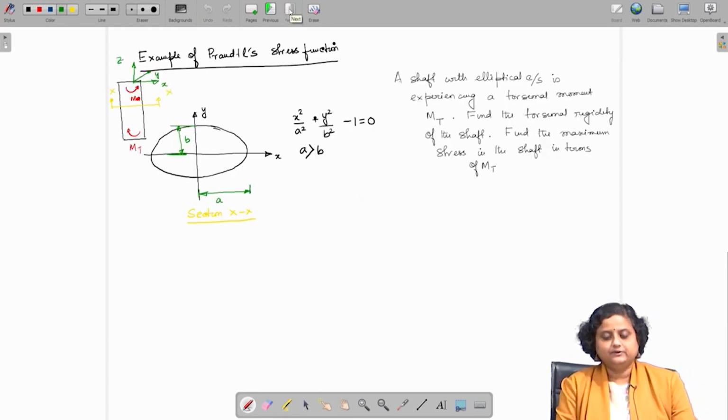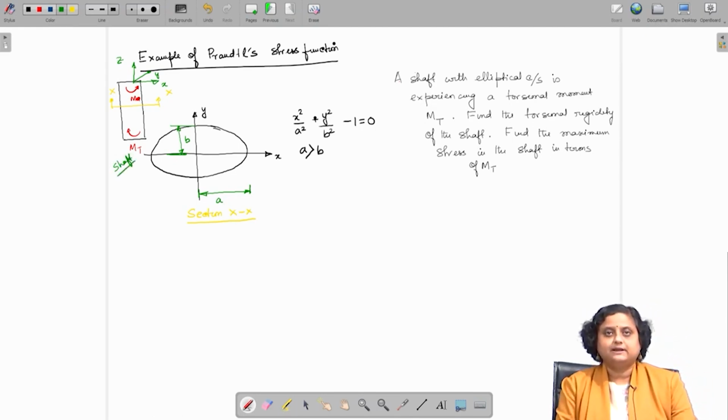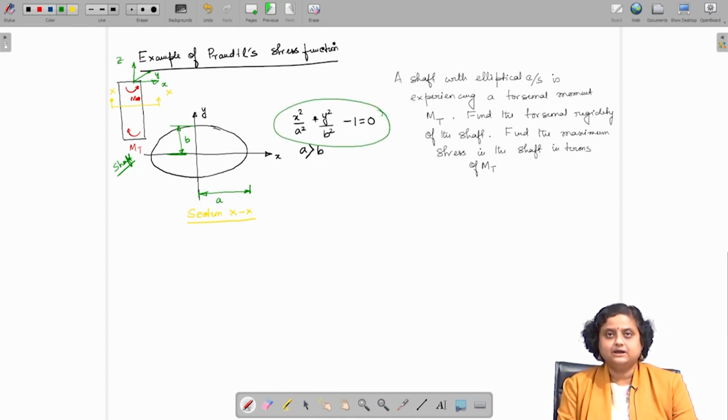Let us move into this example. So, we have a shaft as shown here. The shaft is in pure torsion, that is, the only externally applied force or moment is the torsional moment Mt applied at the two ends. Now, x, y, z are the coordinate axes. If I take any arbitrary cross section, it is an ellipse given by this equation, where a and b are the major and minor axes, a being greater than b.